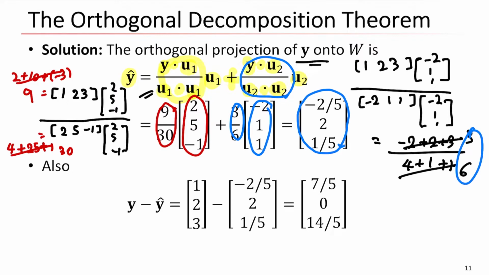So you can easily derive this one, so I will just skip this. So y hat is equal to this vector. And the perpendicular vector z, or the orthogonal complement z, is equal to y minus y hat. Because y is something like this and y hat is something like this, y minus y hat is something like this.